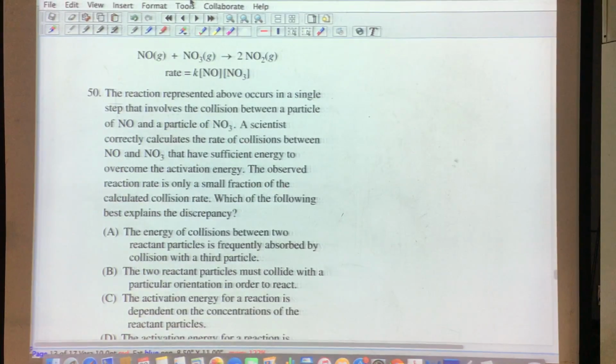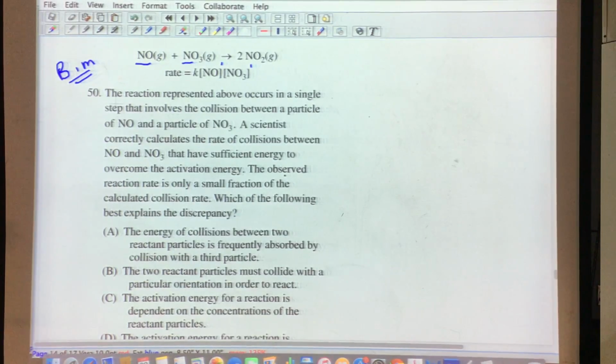They give you a lot of information. The reaction represented above occurs in a single step. Okay, because I know that, the coefficients become the orders. But that doesn't help me. Between the particle of NO and NO2, we would call this, my friends, a bimolecular collision, right? Two of these collide. When one thing breaks apart, it's unimolecular. So sometimes you'll hear that word. Anyway, a scientist correctly calculates the rate of collisions between the two and has sufficient energy to overcome the activation energy. They're telling you that it's occurring.